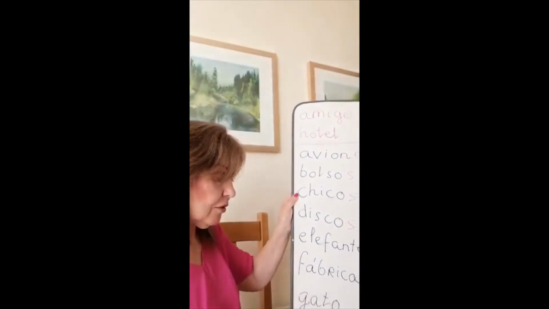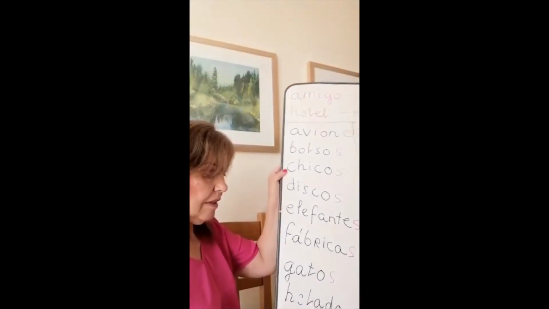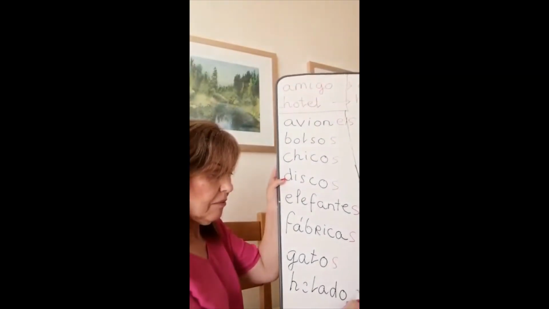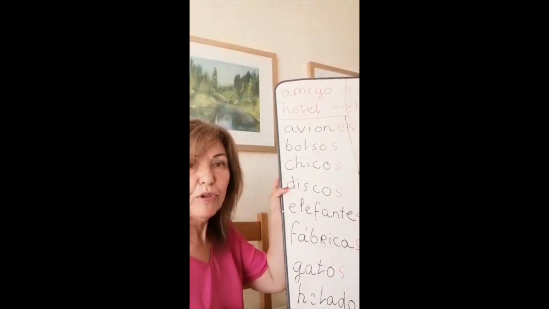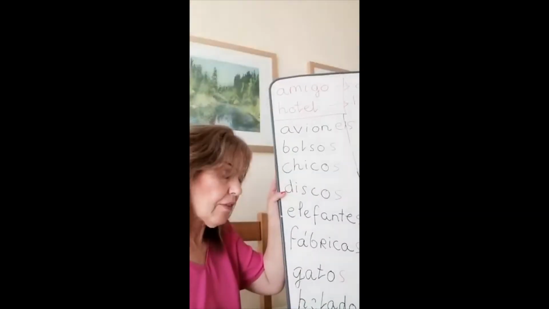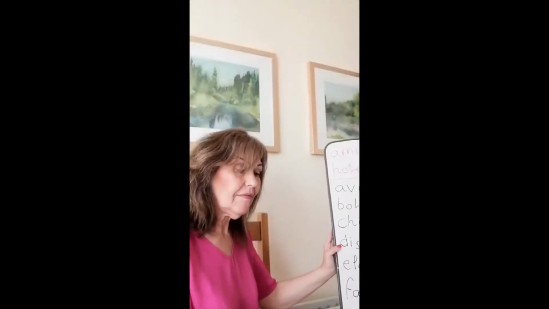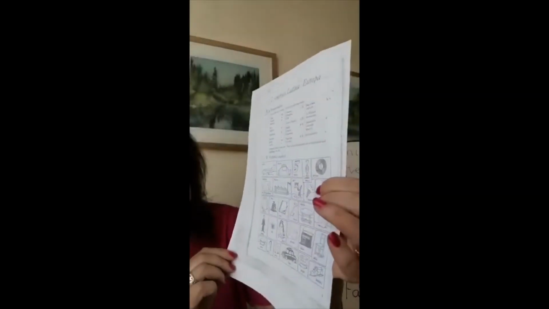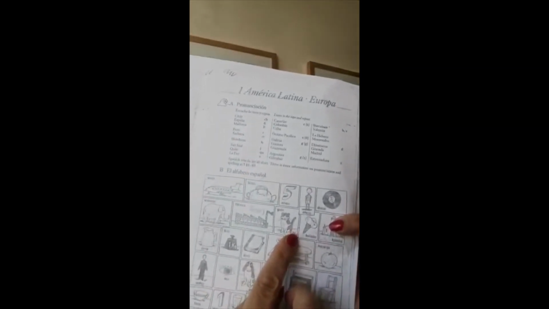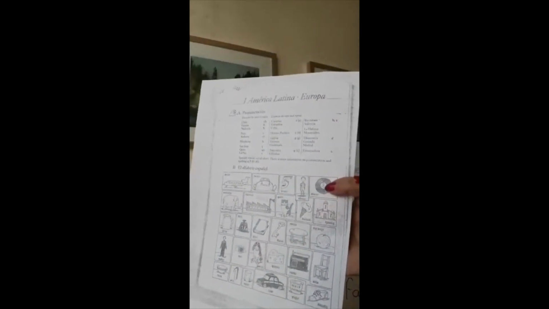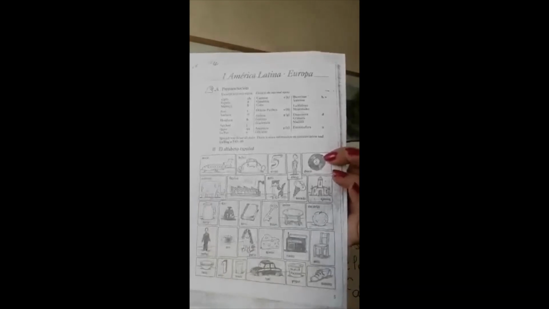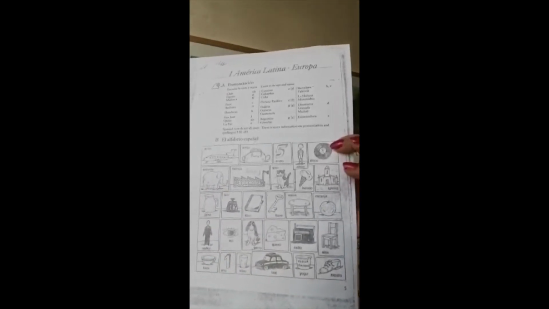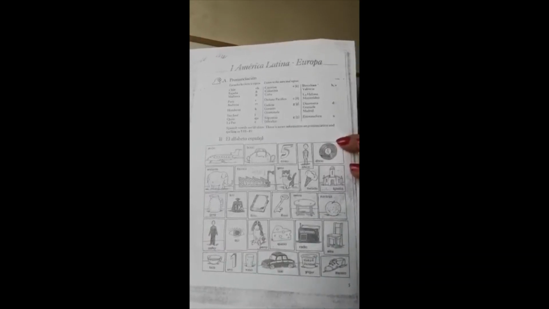Fábricas. Gato, gatos. And helado, remember the rule? The H is not pronounced at the beginning of a word. So that's not helado, it's helado. Now for the ones of you that have the page, maybe we can continue in the page. Yes, we are actually here in the helado. So the next one we have is iglesia. Iglesia is church. So the plural, iglesias.